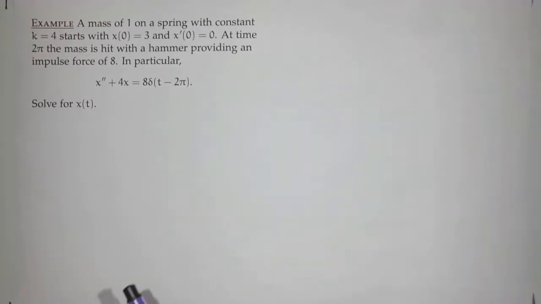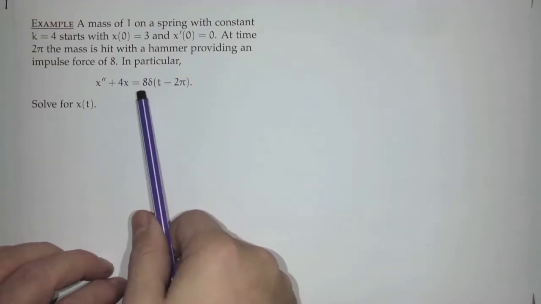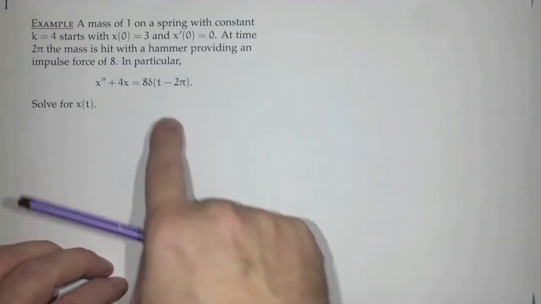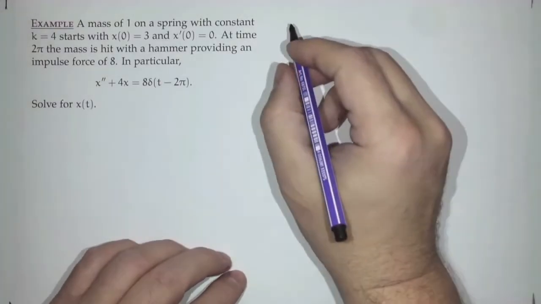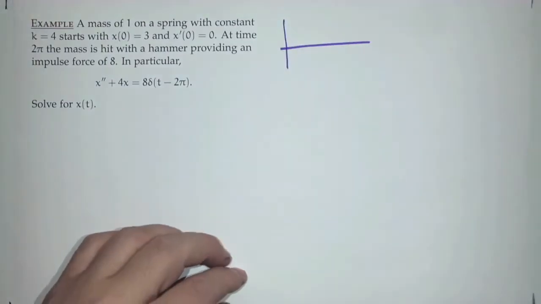And so we can model this. X double prime plus 4x is 8 delta t minus 2 pi. So the delta just says only at that one instant something interesting happens. And our goal is solve for x of t. And you might say, well, what's really happening here? Now before we start, we can actually draw and get a good sense of what should happen.